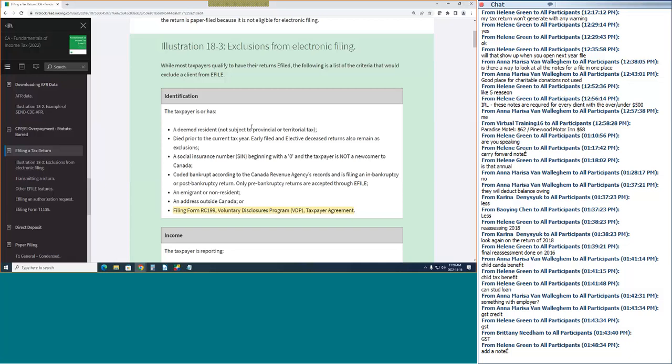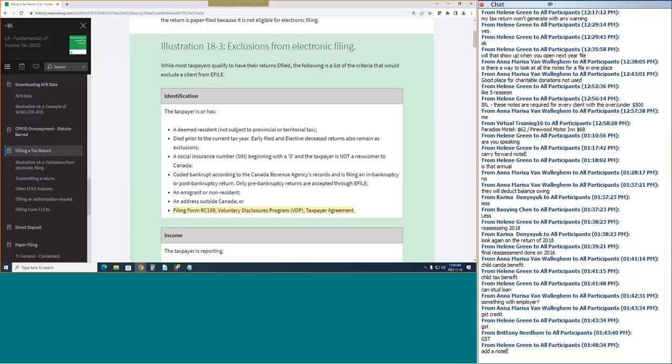Eventually, they may update that to the point that we can e-file everything. But right now, we can go back to 2016. All of the rest of the ones in here that are things that have to be paper filed, you can't do those returns. So if they are deceased, you can't do it. If they're deemed resident, that's more complicated. If they're bankrupt, then we're doing a pre-bankruptcy or a post-bankruptcy or an in-bankruptcy return, you can't do that one.